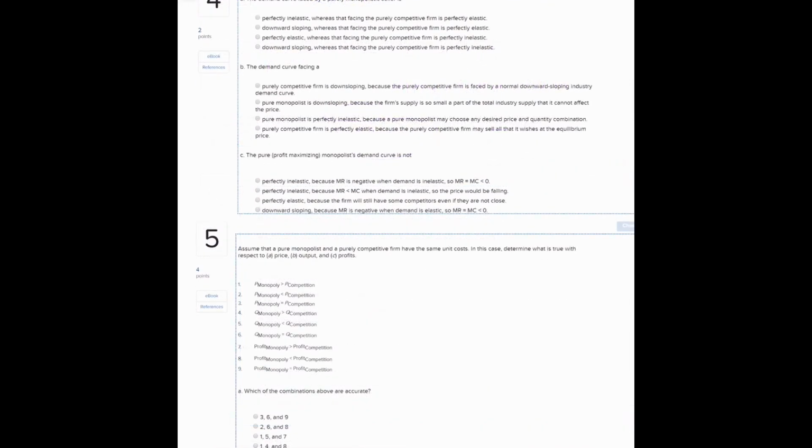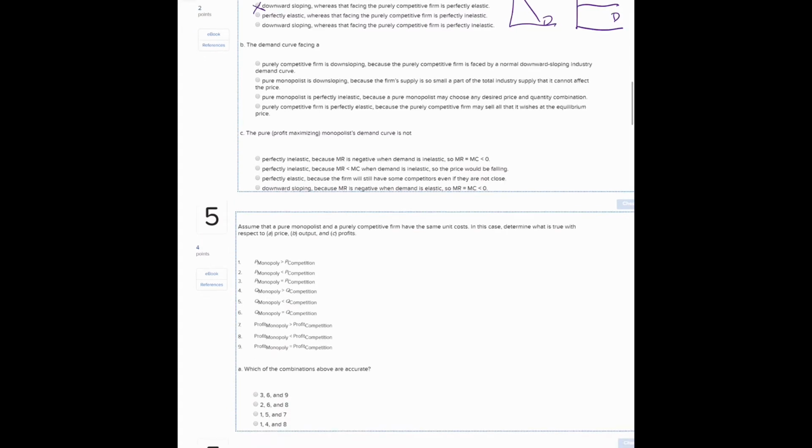Number 4 asks a few definitions about the demand curve faced by a monopolistic seller. And so the first one is, what do we know about that demand curve? And we know that it's downward sloping, whereas that facing the purely competitive firm is perfectly elastic. So we're comparing the two. The demand curve for the monopolist is that downward sloping demand curve, whereas for a perfectly competitive firm, that demand curve is that perfectly elastic curve that we've looked at before.